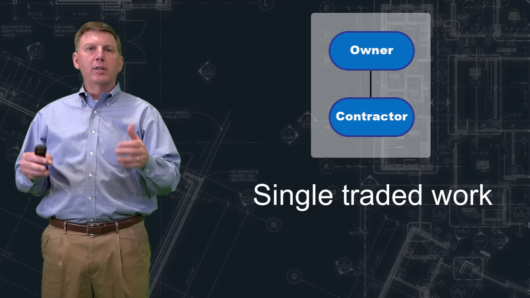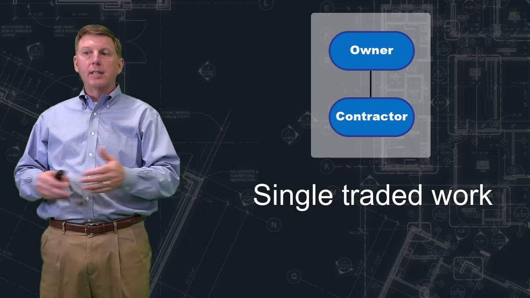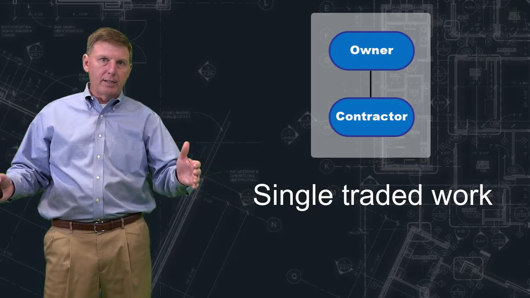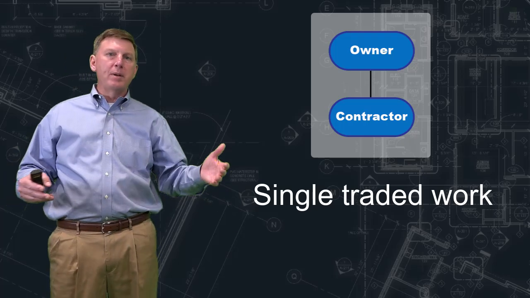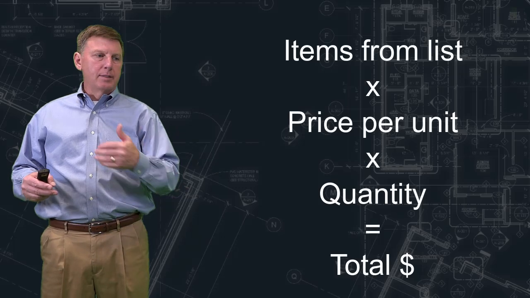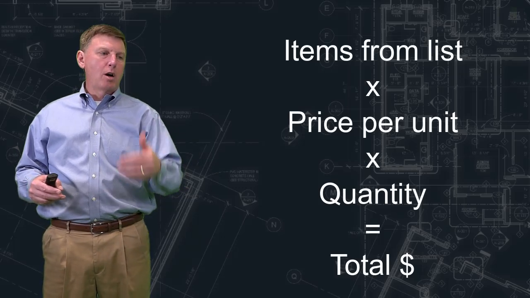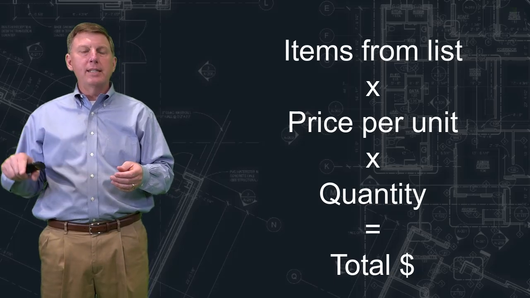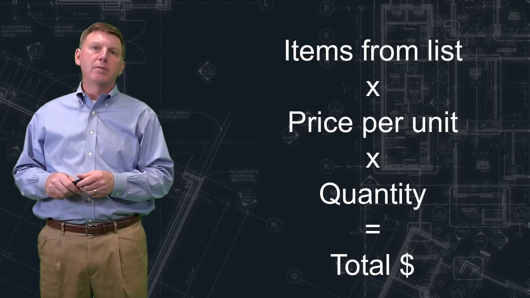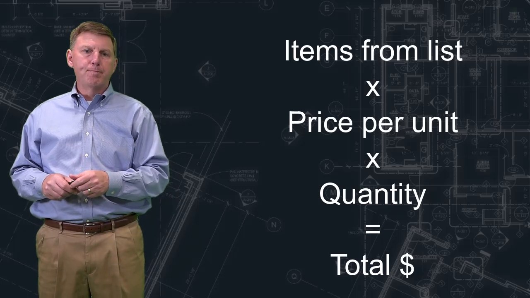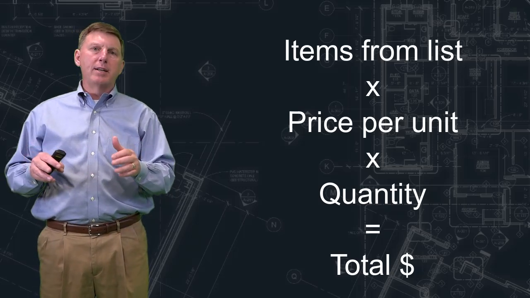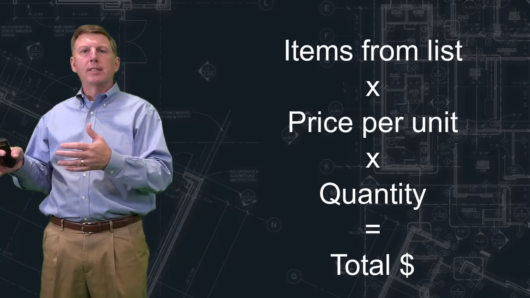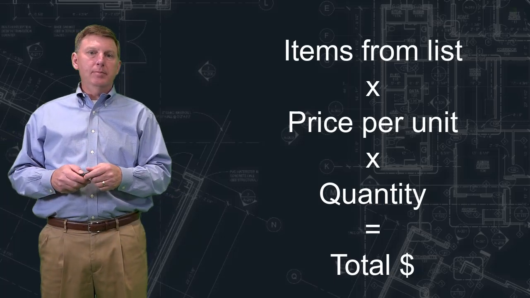Then, when the owner gets ready to do the work, they take the contractor out to the site and say they want to, say, recarpet an area. The contractor pulls the items from the list, the rolled carpet, the tack strip, multiplies the price that he put times the quantity he needs, and that's what they get paid for the project. So it's a very simple project to implement. It's a very simple project to manage.